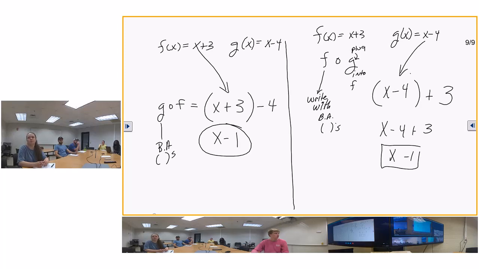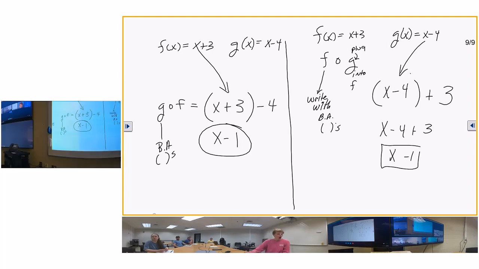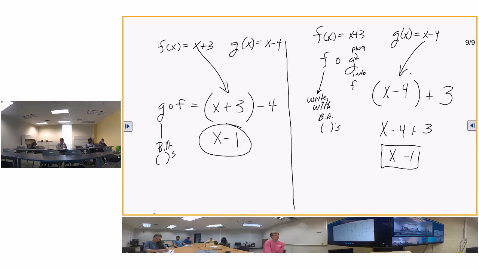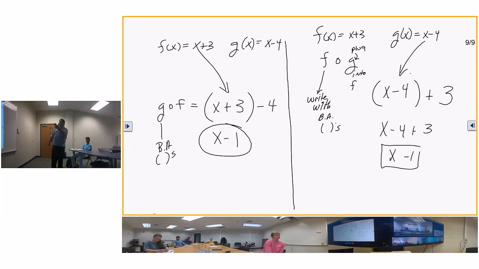Now that's just a coincidence, because the order of operations is the same. What order of operation? Because it's just on the same level of the order of operations. Well, it's just a coincidence that it comes out to be X minus 1. A lot of times it doesn't come out to be the same. Sometimes it does, sometimes it doesn't.